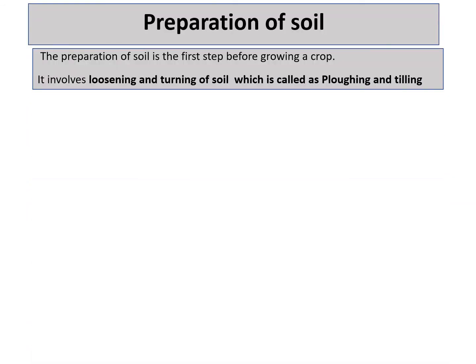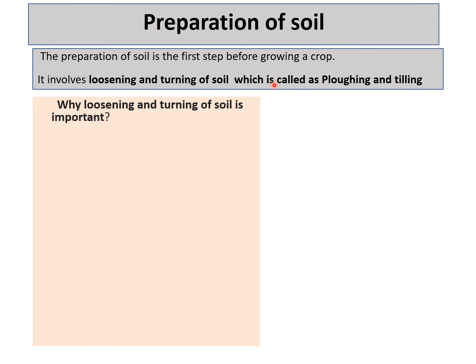So first is the preparation of soil. Preparation of soil is the first step before growing a crop. It generally involves loosening and turning of the soil. Remember, first of all we have to loosen and turn the soil. It is also called plowing and tilling. Remember students, this is very important. The loosening and turning of the soil is called plowing and tilling, and this is the first step in the preparation of a crop, right?